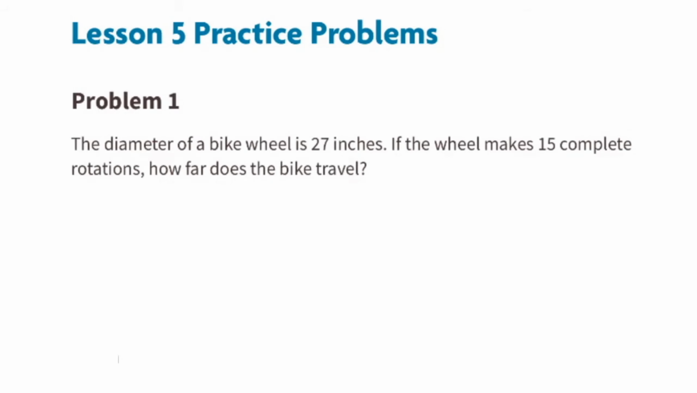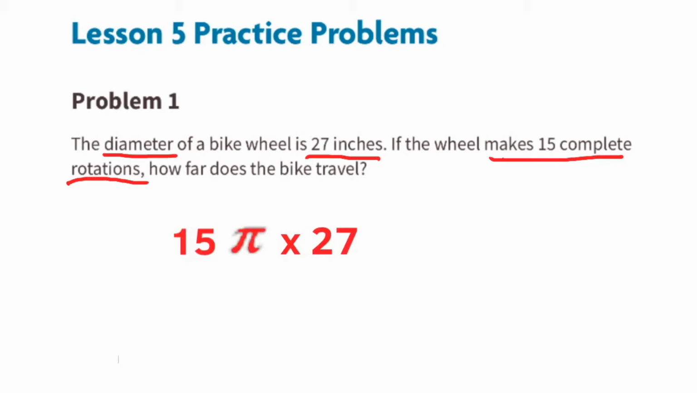7th grade Open Up Resources Illustrative Mathematics, Unit 3, Lesson 5, Circumference and Wheels. Problem number 1. The diameter of a bike wheel is 27 inches. If the wheel makes 15 complete rotations, how far does the bike travel?